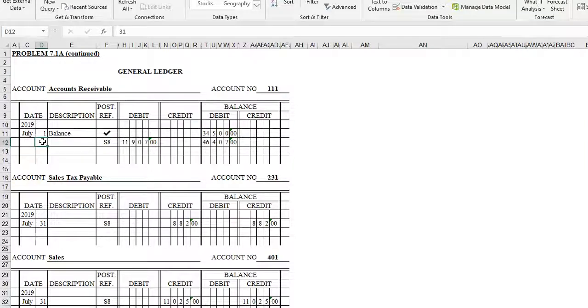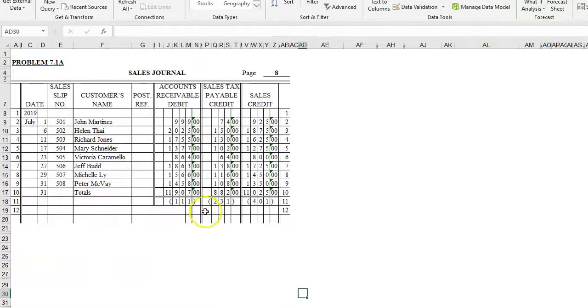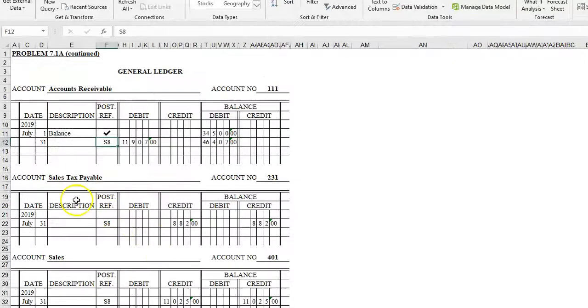And that's all we did. So take a look at this. It comes from sales journal, page 8. 11,907, and if I go back here, there's the 11,907 right here. I'm going to do the same thing for sales tax payable, which is 882. I'm going to go back to the ledger, sales tax payable, credit 882. All payables are credits. That's when you take them out of payable that you debit them.